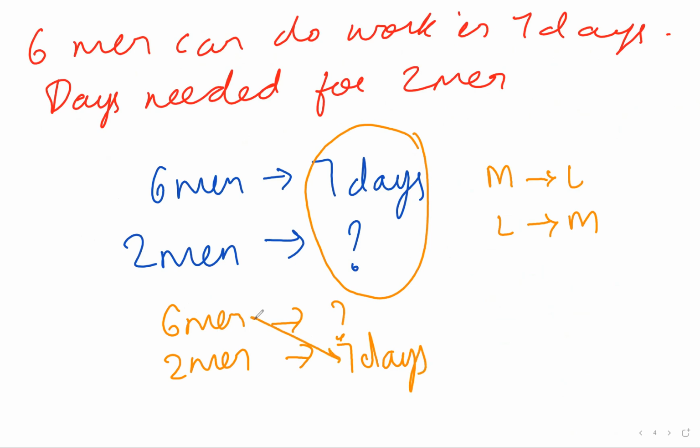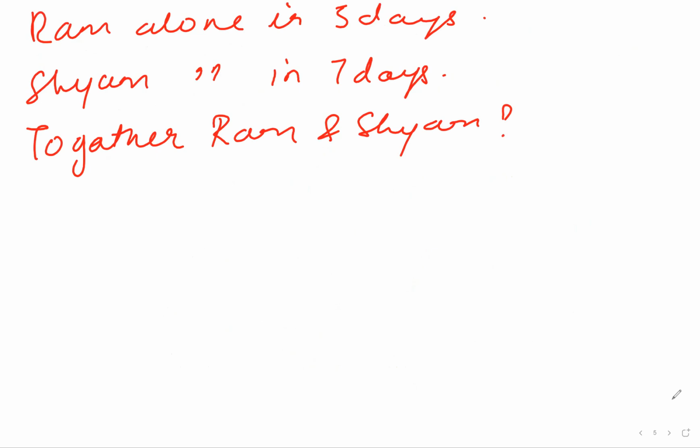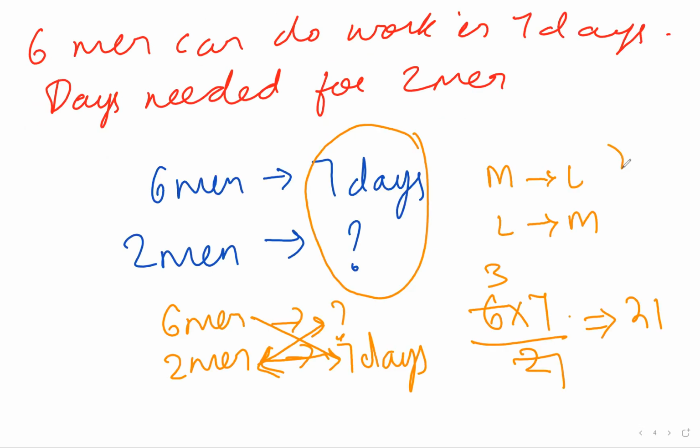Now cross multiplication, again same thing. 6 multiplied by 7, opposite side will always be divided. The answer is 21 days. Always be very careful about this: whenever inverse is there, reciprocal. Just drill this in your mind, okay? Whenever inverse is there, it should be reciprocal.